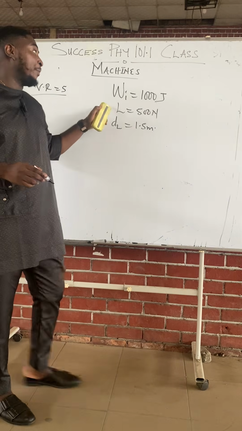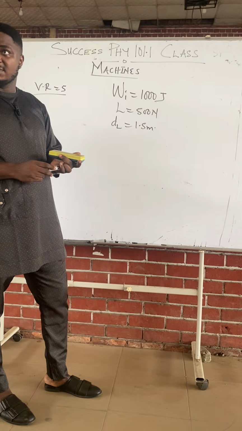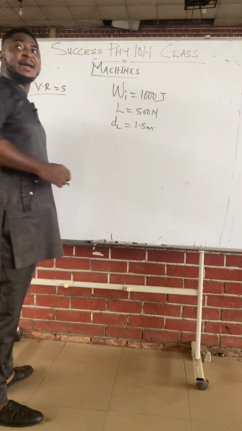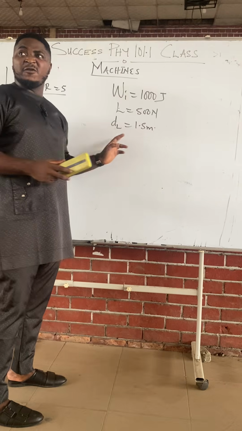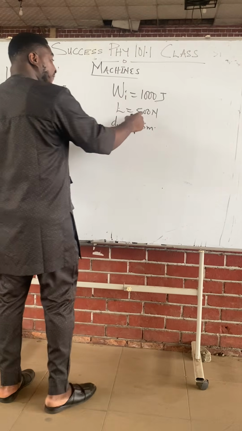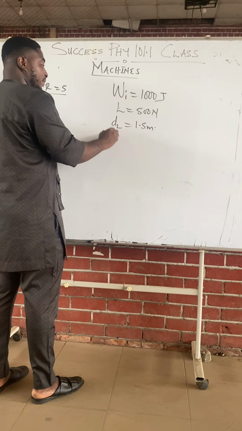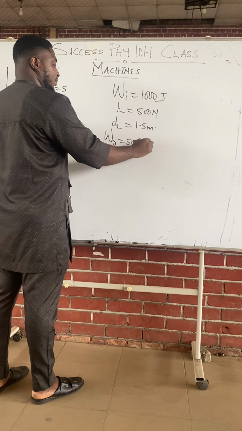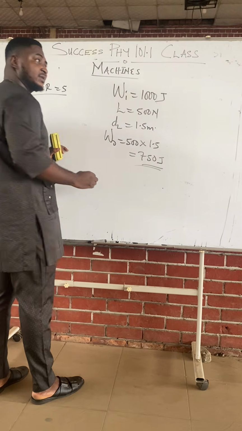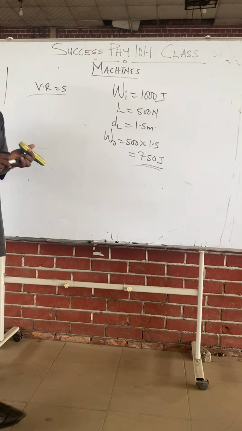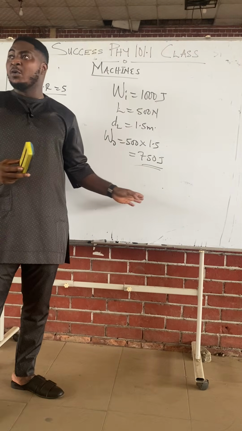Efficiency here is work output over work input times 100. Class, my work output is load multiplied by the distance moved by the load. That's 500 times 1.5, giving you 750 joules. Class, to be sure, our work output is always lesser than our work input.